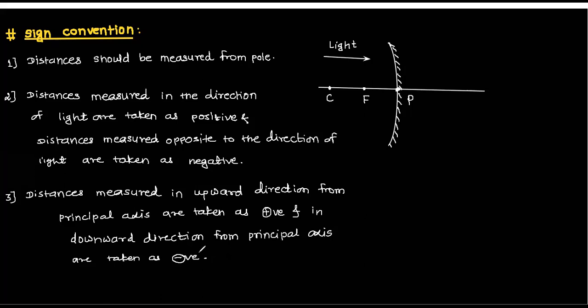Okay, so distances should be measured from the pole. Distances measured in the direction of light are taken as positive, and in the opposite direction negative. Distances measured upward from the principal axis are positive, and downward are negative. So let's see one example.